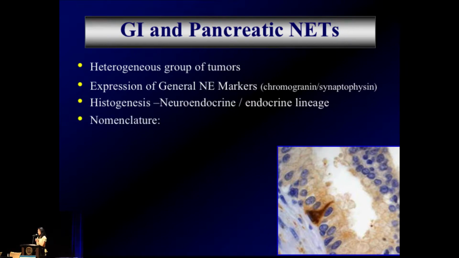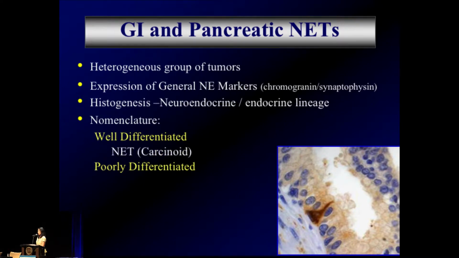And nomenclature is tricky, but I think if you don't remember anything from my talk, these are the two most important things one should remember. One is the so-called well-differentiated NET. We used to call them carcinoid in the GI tract. Another is poorly differentiated neuroendocrine carcinoma. These are completely two different entities. I will emphasize these issues throughout my talk.